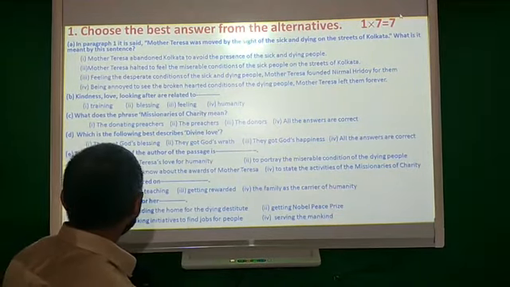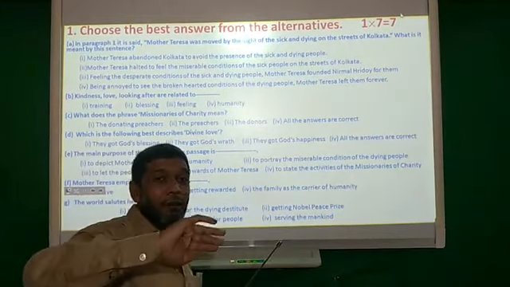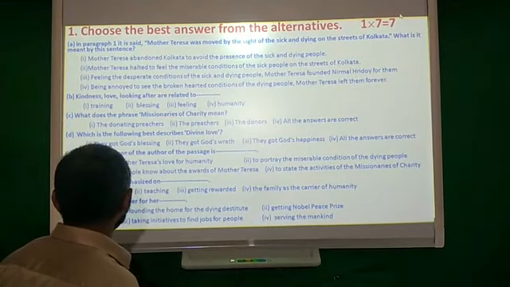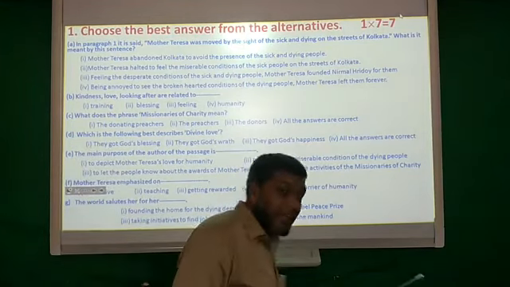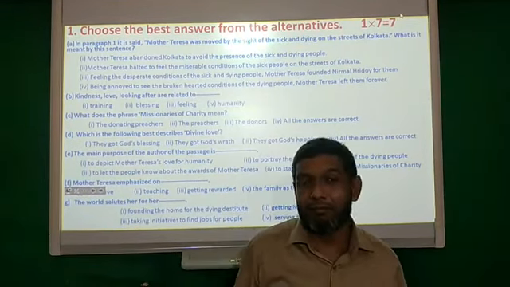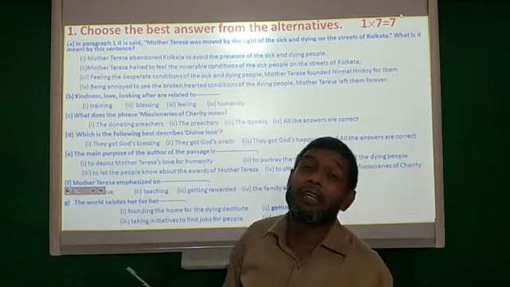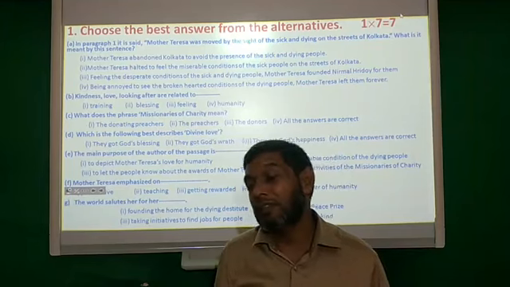Again, Mother Teresa emphasized on, so this passage, these two passages is very much related to the context, and the world salute her for her death. So dear students, what we are seeing here, I have read 7 questions, because this number 1 question will carry 7 marks. For every question it will carry 1 mark.